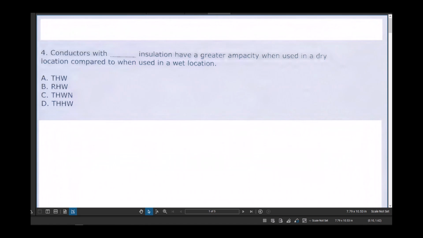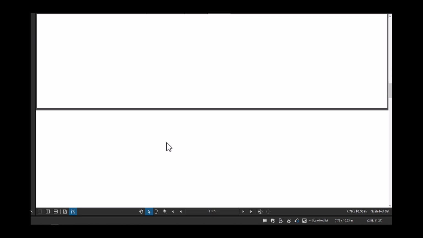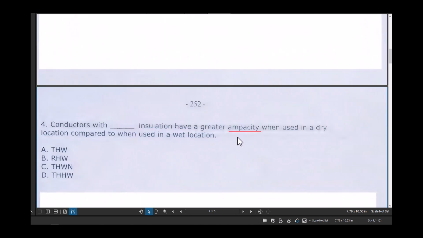Question 4. Conductors with A, THW, B, RHW, C, THWN, D, THHW insulation have a greater ampacity when used in a dry location compared to when used in a wet location. We should go to ampacity because that is the only keyword we can find. If I highlight what we talked about, it is just ampacity, and based on this, if we go to the NEC, Tom Henry's really is the same thing as ampacity.